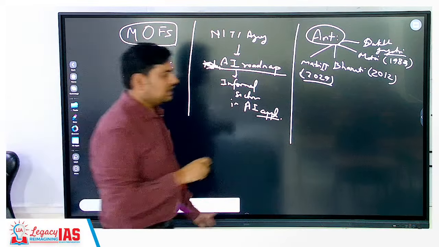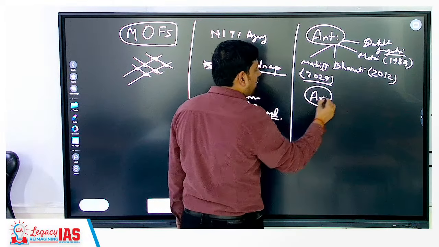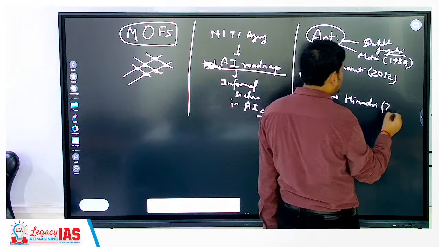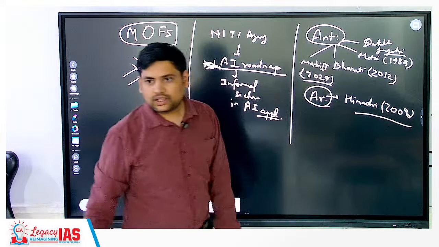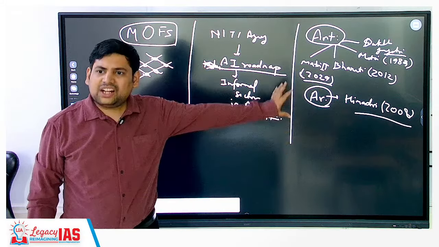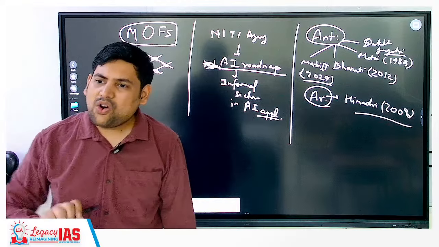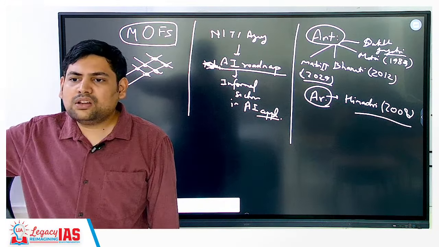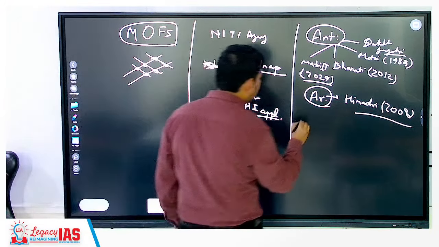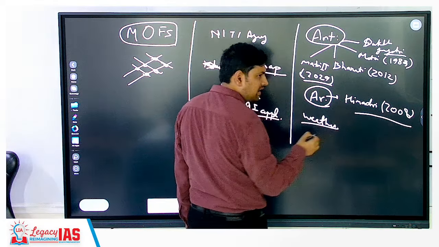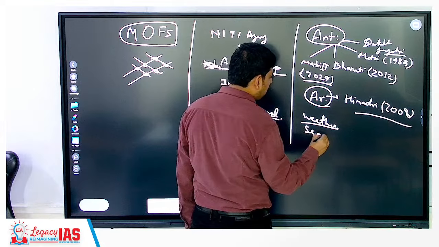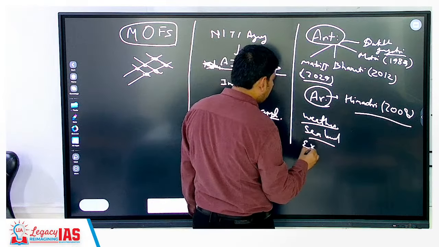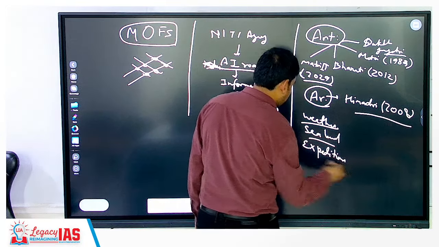Correct? Now for the Arctic also, you remember Himadri. The year was 2008. Okay, these names are important. Other than that, generally you can understand that all your weather patterns, all your sea patterns are getting affected by whatever happens on the poles. Correct? So there are two things. One is it will be used in weather forecasting. It will also be used in sea level understanding and sea related phenomena. And the third thing is it will be used as a base for your expeditions.